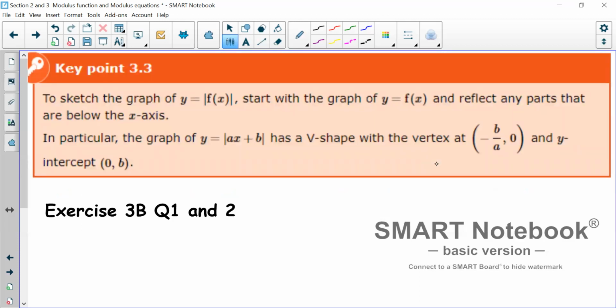Okay, so here is basically a summary of the rule. Okay, so if you have the graph with modulus function y equals ax plus b, and it has a V shape with a vertex at, basically you try to make this equal to 0. So really we have ax plus b equal to 0, and you want to obviously make x the subject. So we have ax equals minus b, and x equals minus b over a. So that becomes the x coordinate.